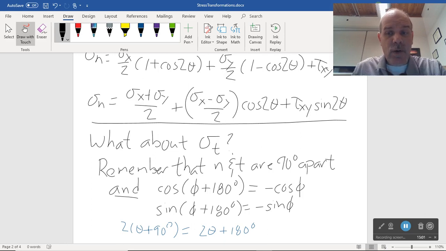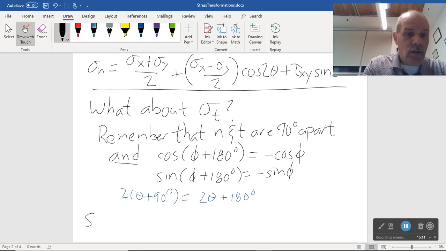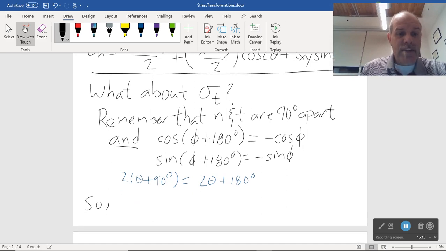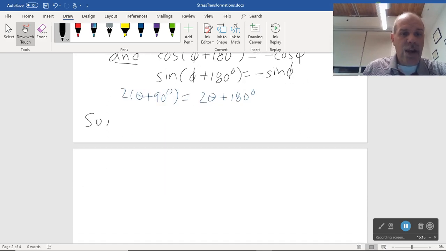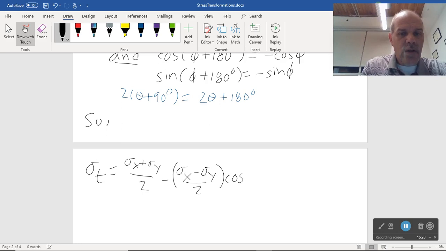Sigma t is going to be the same equation as sigma n, except with a minus sign in front of the cosine 2 theta term and a minus sign in front of the sine 2 theta term. And that's it. That's all I have to do. This is the easy way to get there. And I'll go down to another page. Sigma t is equal to sigma x plus sigma y over 2 minus sigma x minus sigma y over 2 quantity cosine 2 theta minus tau xy sine 2 theta.